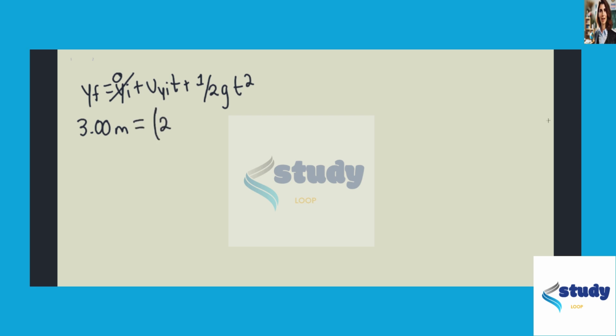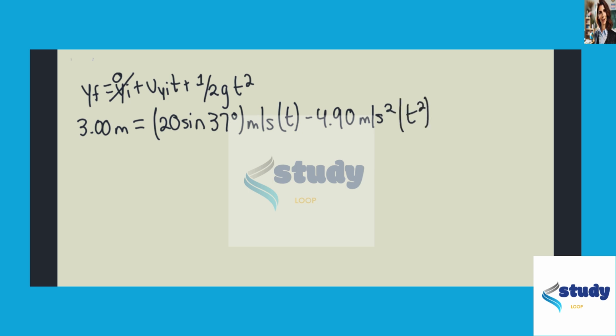And this would be 20 sine of 37 degrees meters per second multiplied by t, and then minus 4.90 meters per second squared multiplied by t squared. This is a quadratic equation, as you can see. So you can use your TI 84, 85, or 89 in order to solve for t, and t is going to equal 2.1757 seconds.